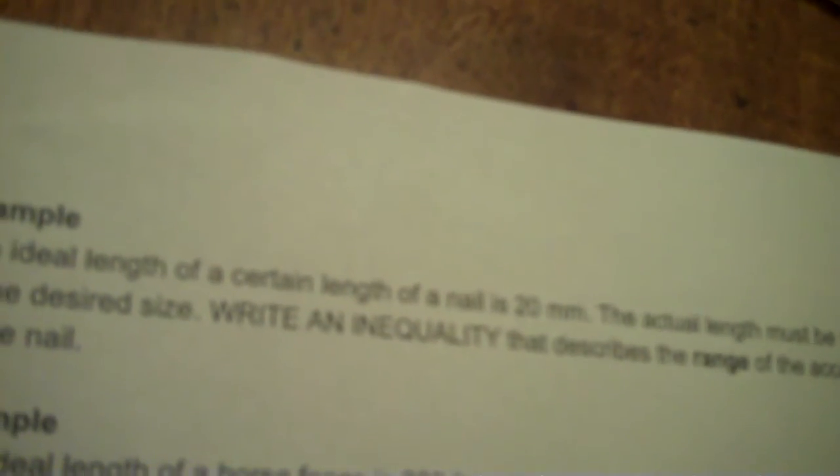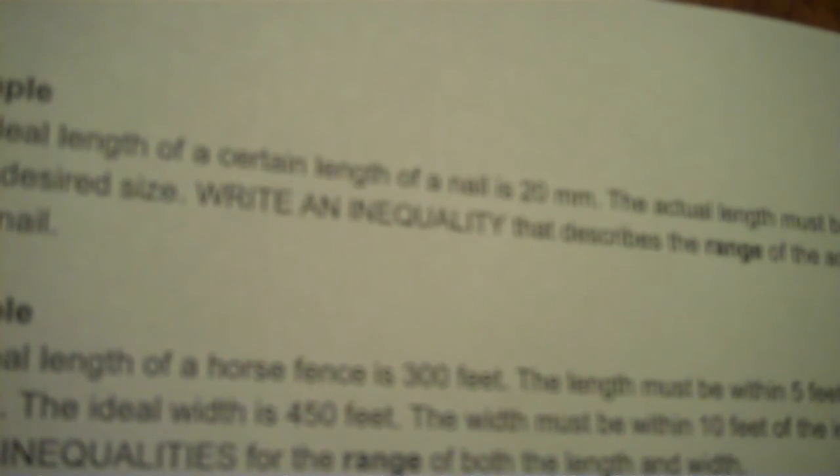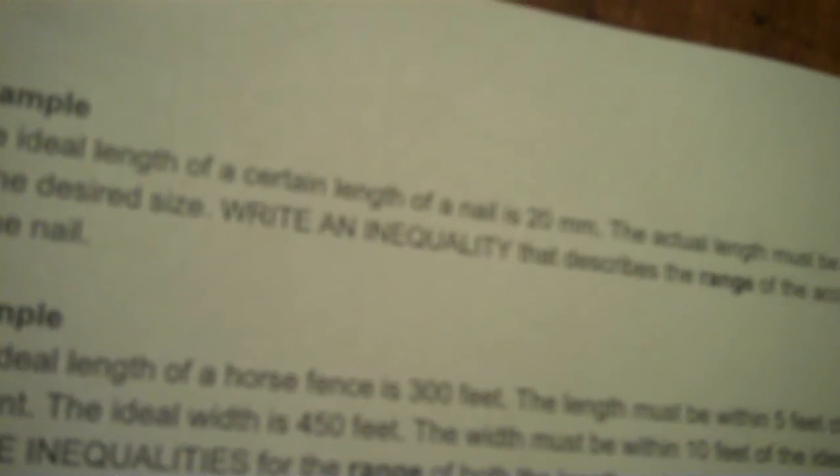Range. Here's how you write range. Example 1. The ideal length of a certain nail is 20 millimeters. The actual length must be within, and within means put plus or minus 0.4 up in the corner, of the desired size. Write an inequality that describes a range of the acceptable lengths of the nail.